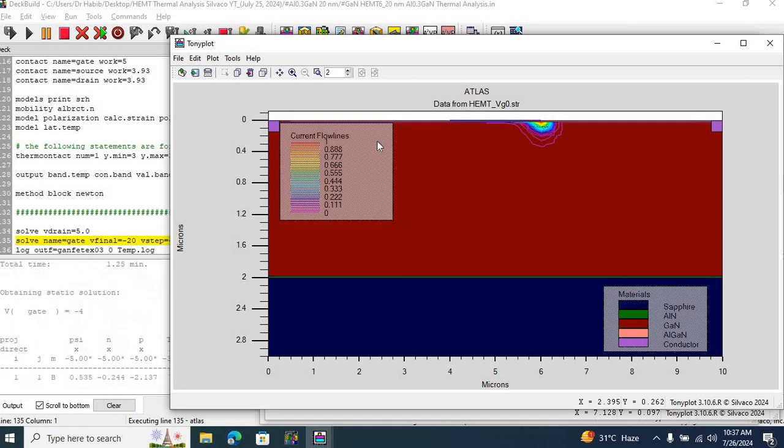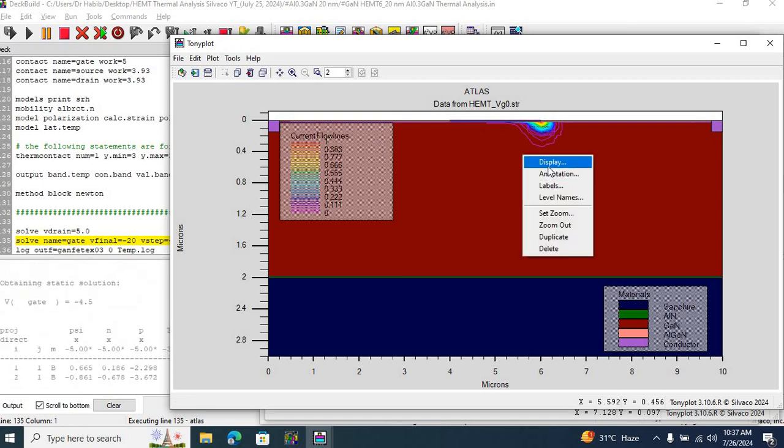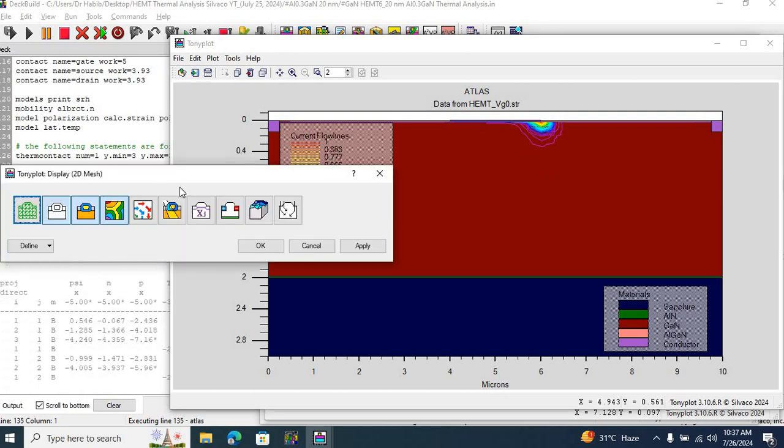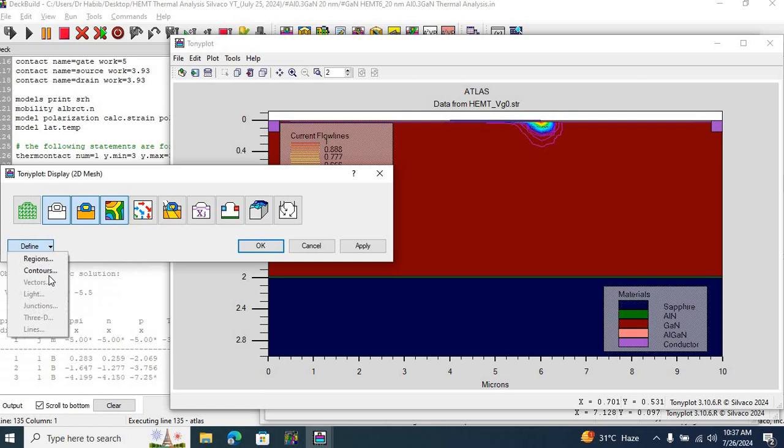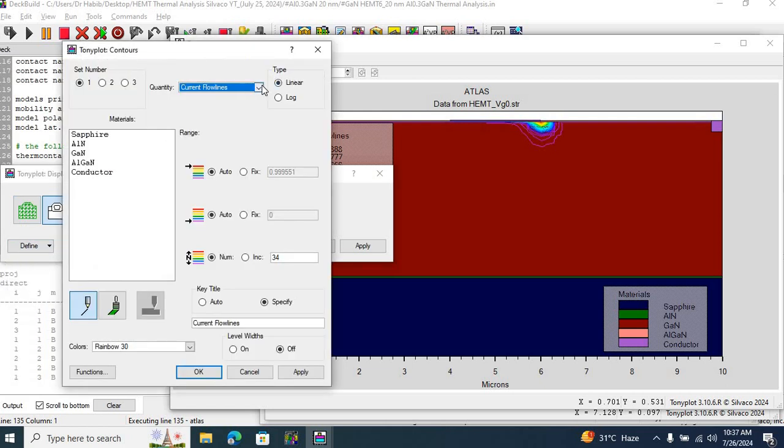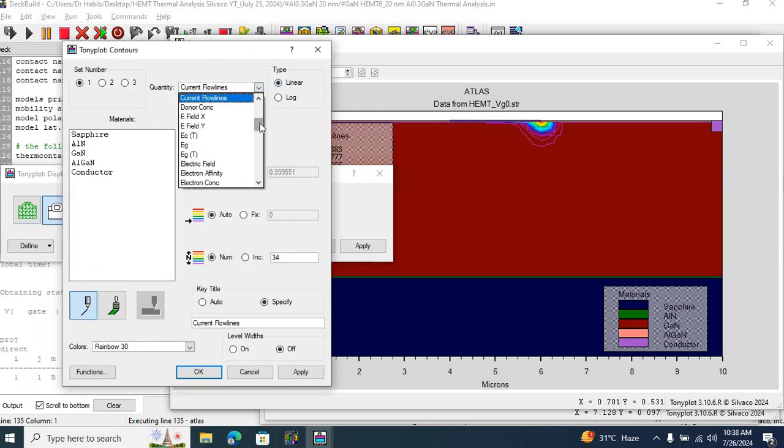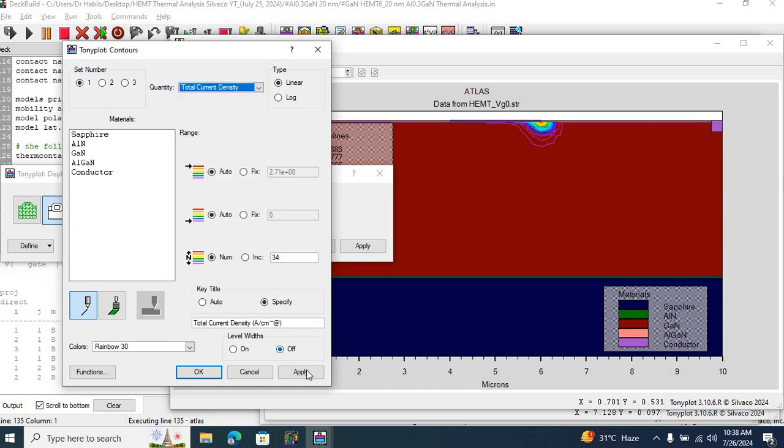For example, we go to display and then we go to contours. Instead of current flow lines, we can also look at the current density, for example. So the total current density.